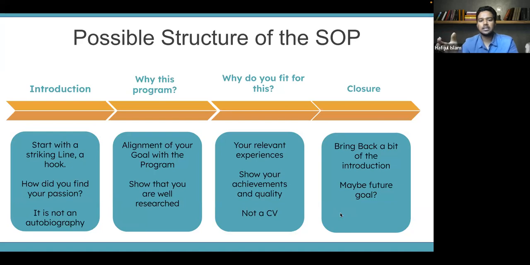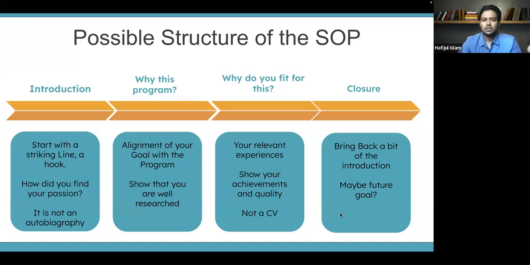So this is a possible structure, but not that you have to follow it. But I find it very coherent. I find it very straightforward, and there is no crap inside this. It is crisp and to the point, and that's what everyone wants, actually.